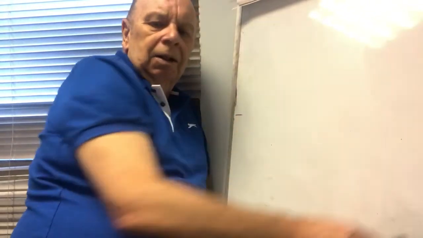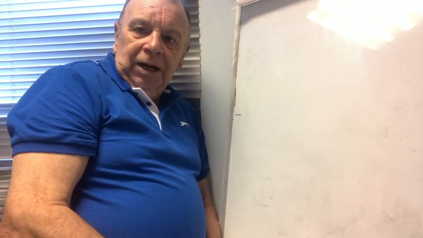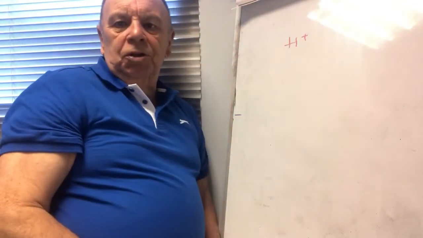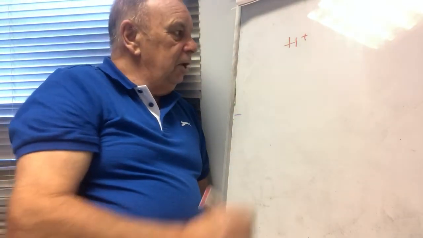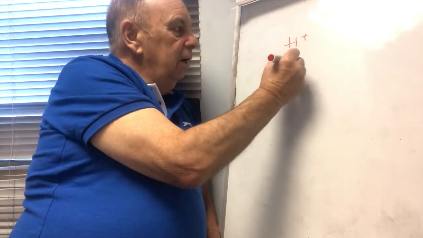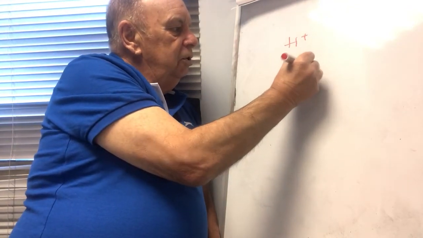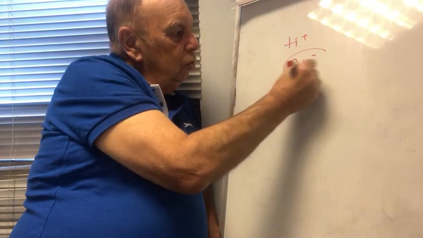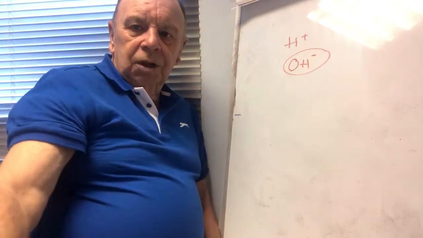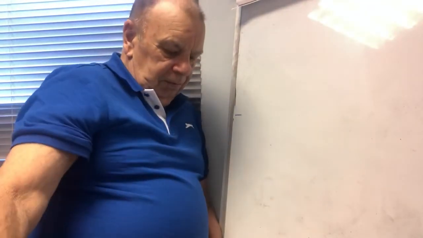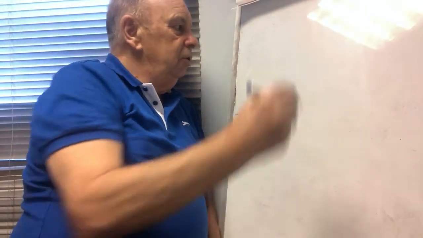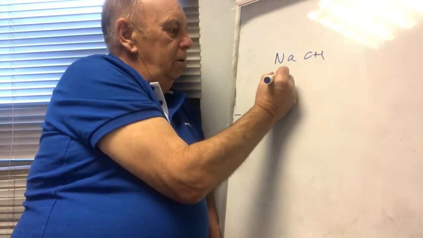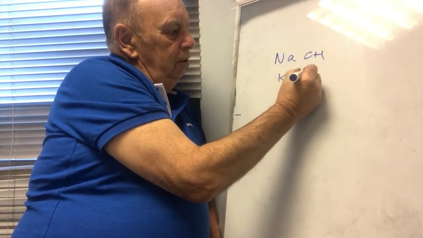Now, what is an alkali? I've said acids dissociate to produce hydrogen ions, and an alkali is something that dissociates in water to produce hydroxide ions. Let's look at a couple of these. Sodium hydroxide, potassium hydroxide.